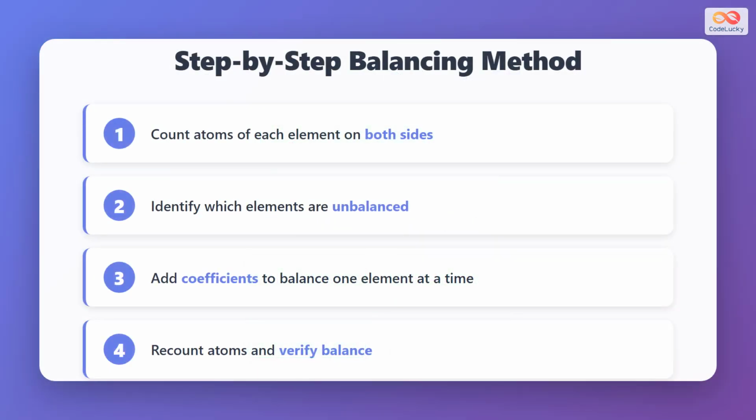Let's learn a systematic method for balancing any chemical equation. Step 1. Count the atoms of each element on both sides of the equation. Make a list to keep track. Step 2. Identify which elements are unbalanced. Look for elements where the number of atoms differs between reactants and products. Step 3. Add coefficients to balance one element at a time. Start with the most complex molecule or the element that appears in the fewest compounds. Step 4. Recount all atoms and verify the balance. Make sure every element has the same number of atoms on both sides. If something is still unbalanced, adjust your coefficients and repeat the process.